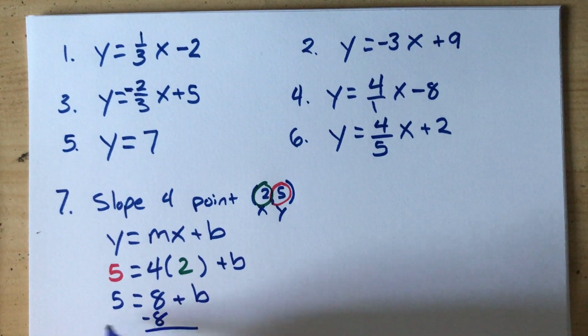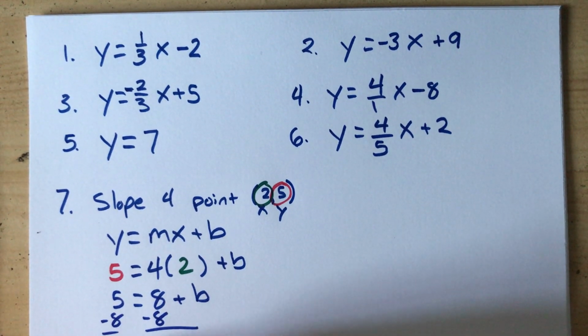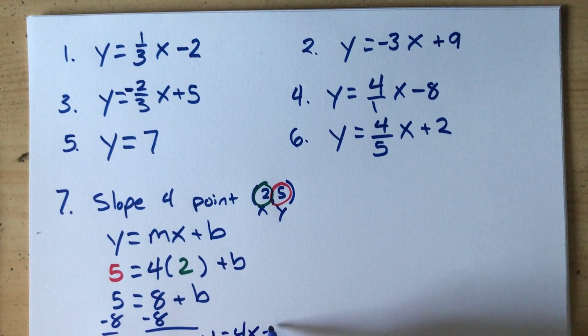Now if you want to do the full step, you can. You can say, yeah, look, it's negative 3 for b. So my full equation would be y equals 4x minus 3.